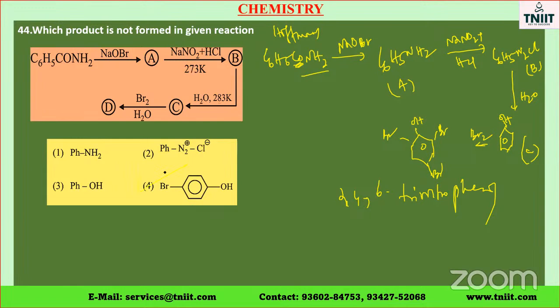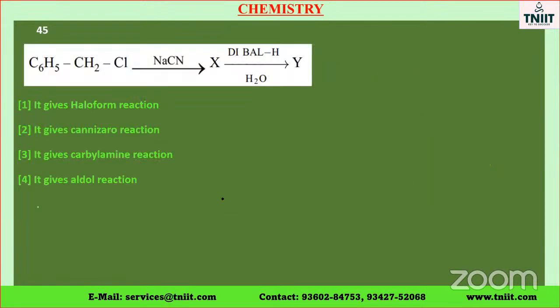They've given one of the products here, para. So therefore, the answer is option 4, because nowhere is bromine shown. So it's a tricky question. You should get this in bromine water, but they've given only this as an option.